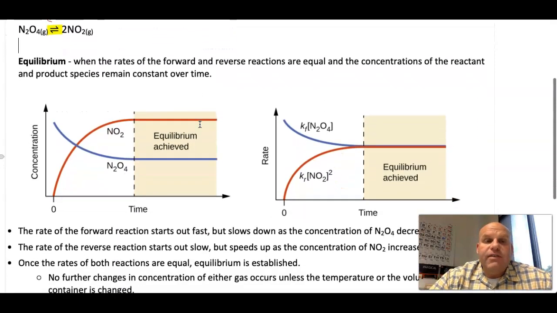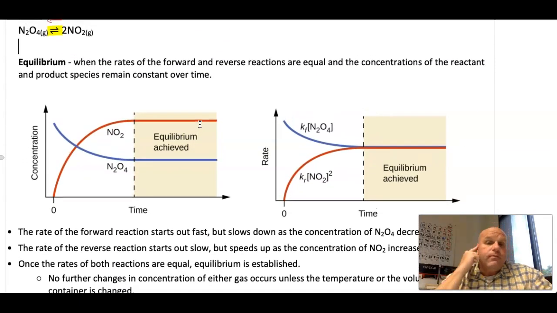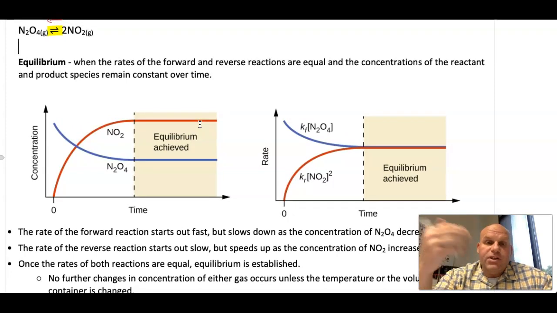Okay, so you can see the definition of equilibrium. We have not talked about rates yet. We will get to that in a later chapter, but rate is basically the speed of the reaction. When the rates of the forward and reverse reactions are equal and the concentrations of the reactant and product species remain constant over time, we have reached equilibrium.